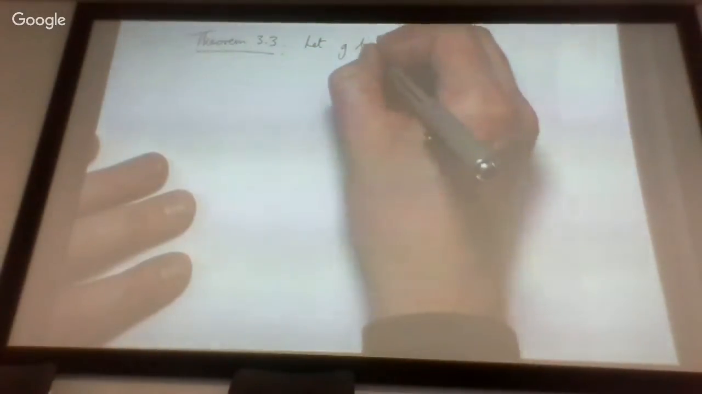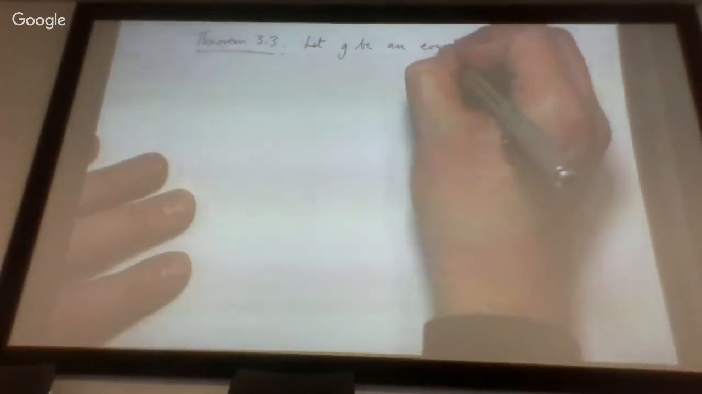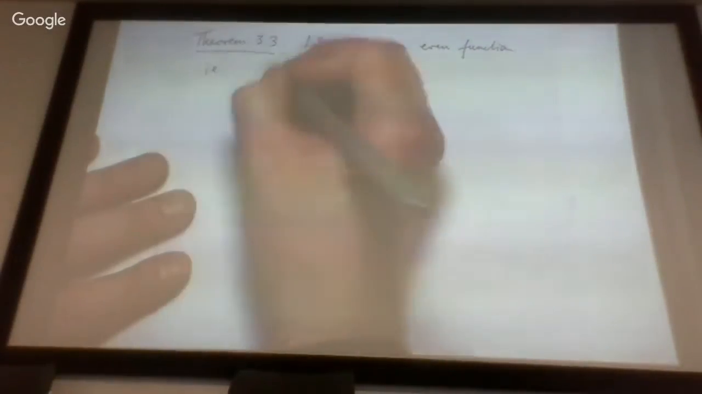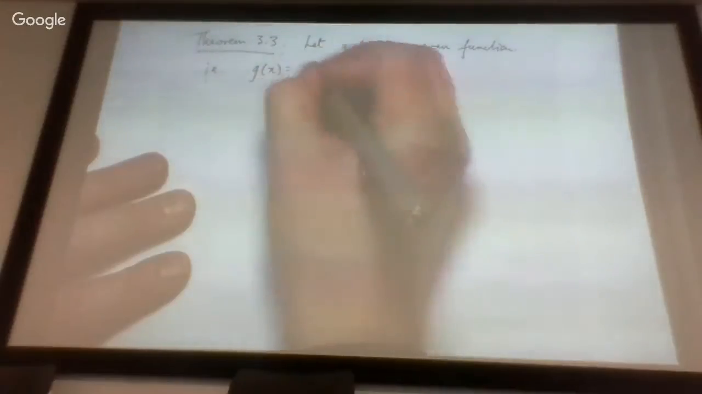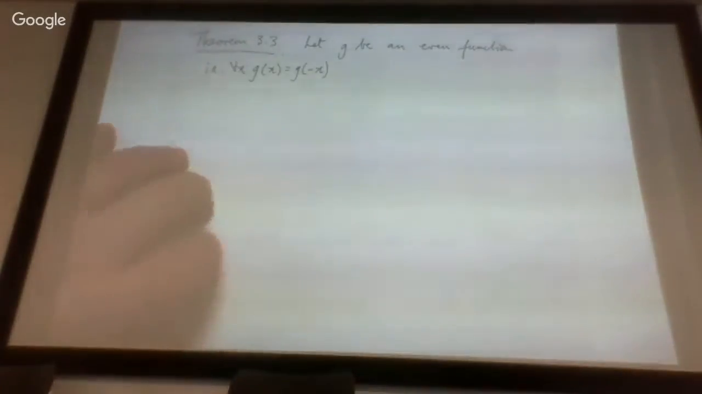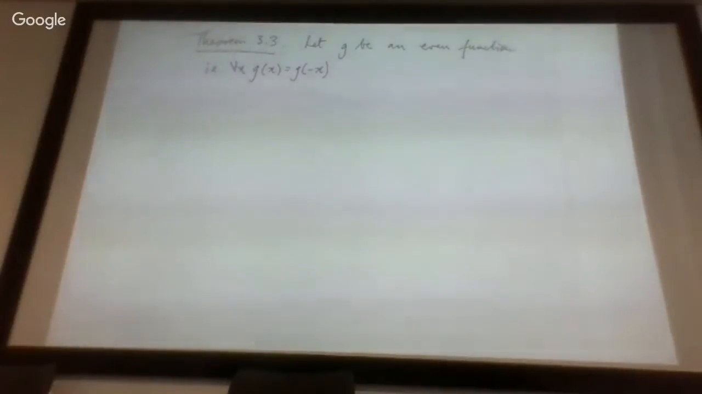So let's do the one about even functions first of all. It's called g in the statement of the notes, so I'll use g. So we'll let g be an even function, i.e. g of x is always the same as g of minus x. This is for every x in the domain of the function g.